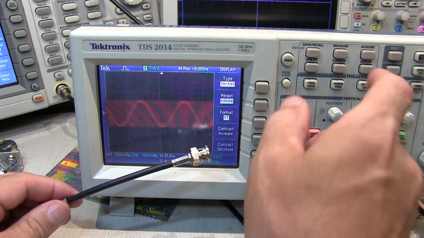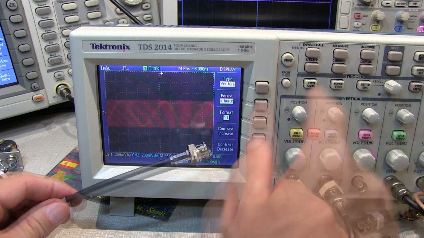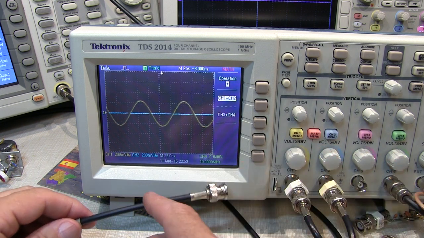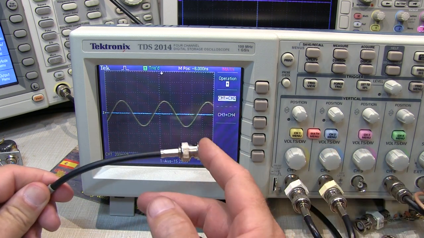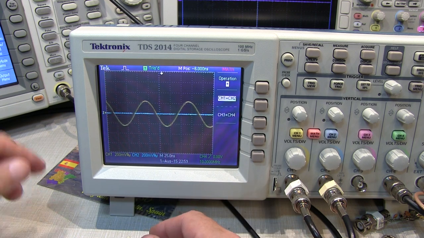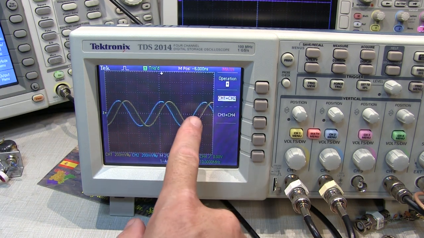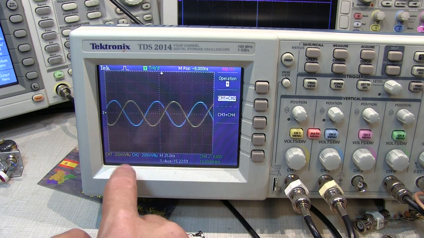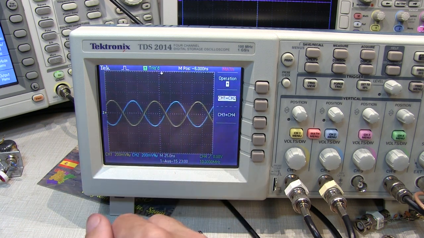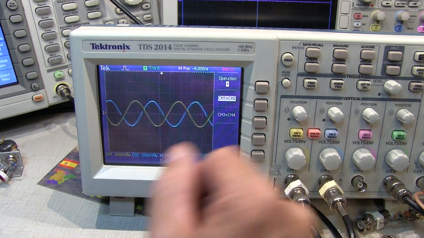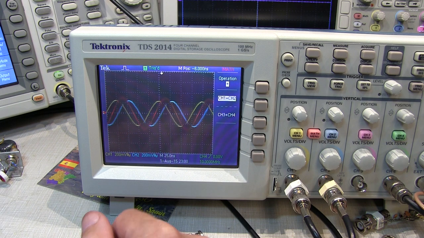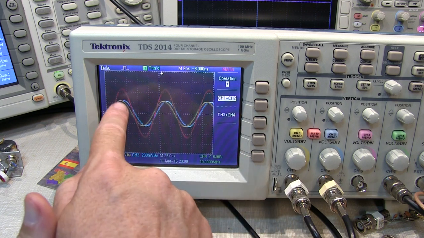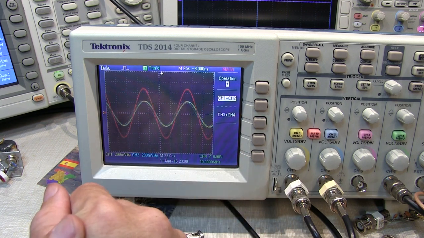So let's take a look at what happens when we misterminate the line. I'll turn the persistence back off, and let me turn the math off for a second. And let's put on a perfect reflection, meaning either an open or a short, so that the signal is reflected at full amplitude. Now I've got these two signals coming back, and you can almost see that they add up right on top of each other. That's going to create a peak, and then when they're exactly 180 degrees out of phase, that's going to create a minimum. We turn that math trace back on, and we can see that the sum of the incident wave and the reflected wave results in a waveform that's essentially standing still.